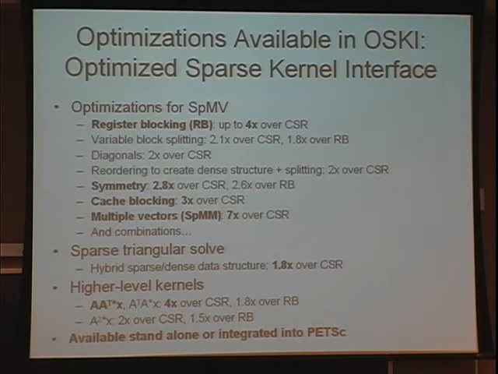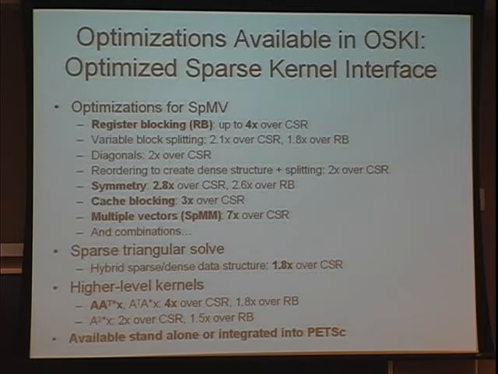It's called OSKI, which stands for Optimized Sparse Kernel Interface. I've only talked about this one optimization so far, which is register blocking, which got us up to a factor of 4. You also have the option of splitting your matrix into 2 parts. If you're doing finite elements, maybe you have 4x4 blocks and 6x6 blocks because you have a mixed finite element problem. You should write your matrix in 2 different data structures. That gives you a factor of 1.8 more over what we just got. Maybe your matrix is best stored by diagonals. You can get a factor of 2 over that.